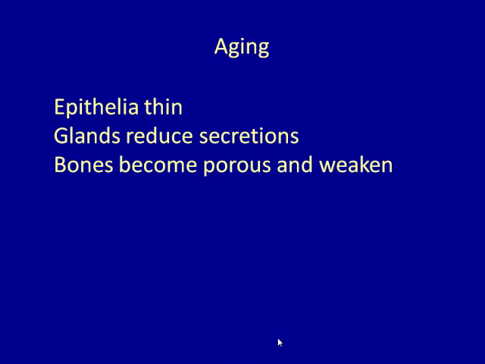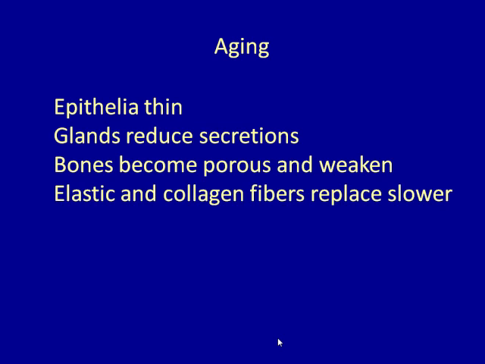Bones become porous and weaken, meaning that it's easier for them to break. And the elastic fibers and the collagen fibers in your connective tissue are replaced more slowly. You are constantly losing these fibers and replacing them. As you get older, you don't break them down any faster, but you don't replace them as fast as you used to, so you end up with less elastic and collagen tissue in your body. This is one of the things that leads to droopy skin and wrinkles and things like that.